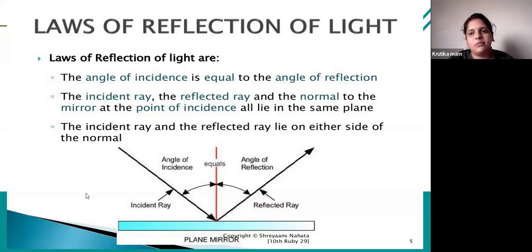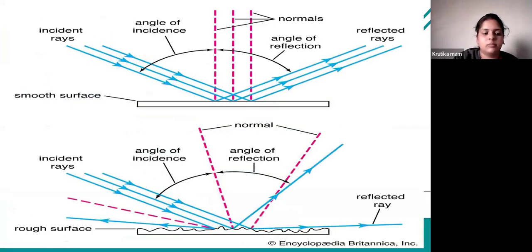So what do you mean by the reflection of light? What are the laws of reflection? Going for the next point. See the next one. Here you can see the reflection of light phenomena. So a smooth surface is there. You are able to see the incident rays. You can see the arrow mark. Angle of incidence, angle of reflection, normal.